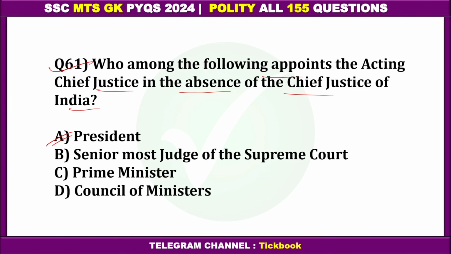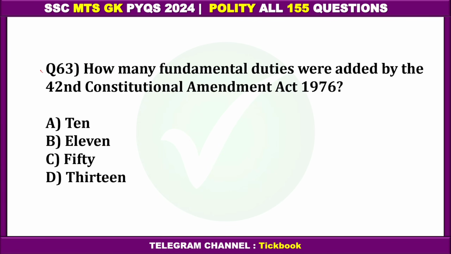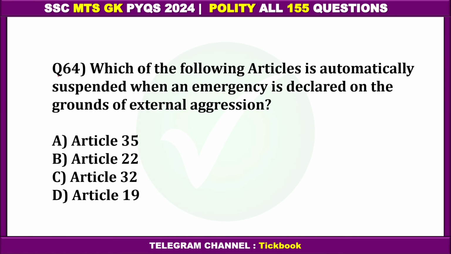Option number A, President. 62. Which of the following is not related to the goals of fundamental duties of Indian citizens? Option number C, courage. 63. How many fundamental duties were added by the 42nd Constitutional Amendment Act 1976? Option number A, 10.